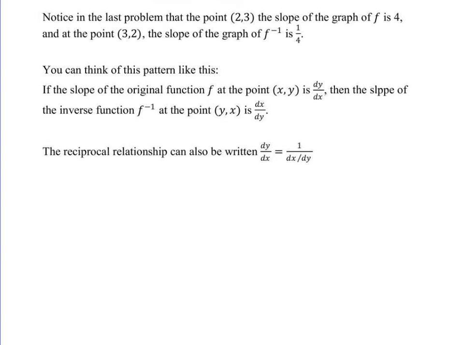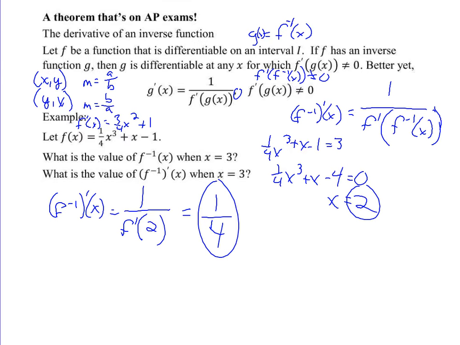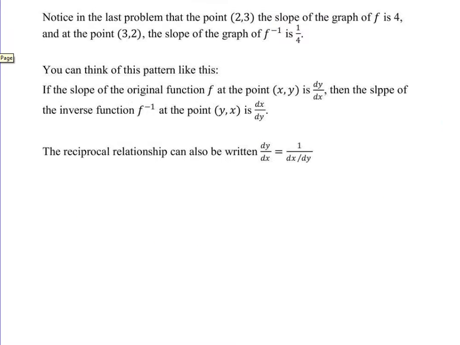Just finishing off section 3, the last problem that we did from last time. So this guy, where we wound up with a slope of 1/4 with our inverse function, the reciprocal slope. Notice in the last problem that the point (2, 3) in the original function has a slope of 4 at that point, but in the inverse function, the point (3, 2), the slope of the graph is 1/4. So in the inverse function, you swap the x and the y coordinates.